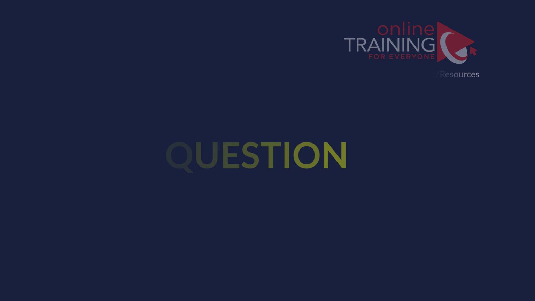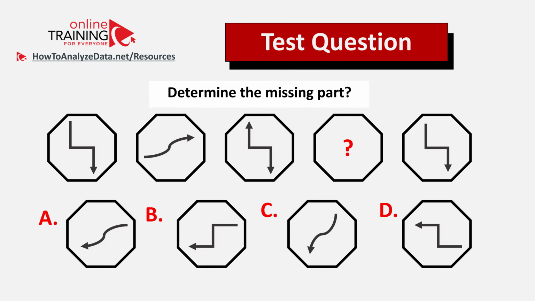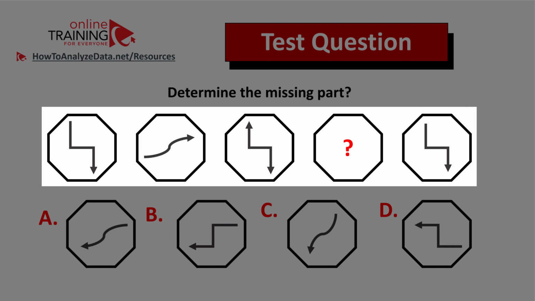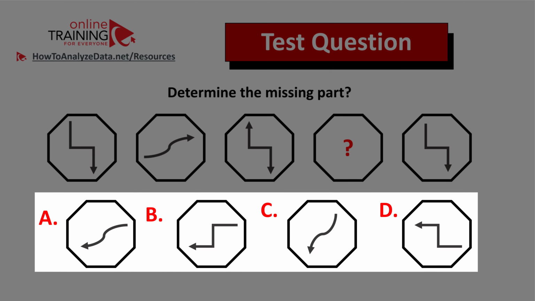Let's look at the interesting question you might frequently see on the test. Determine the missing part. And you're presented with 5 hexagons that contain different types of arrows inside. And one arrow is missing. And you have 4 different choices presented at the bottom of the screen.